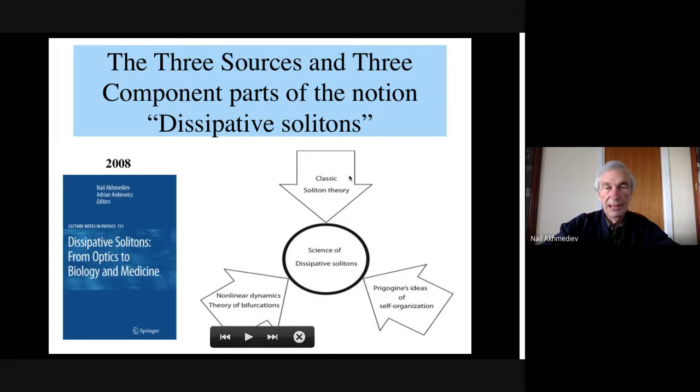So in principle, this is the general idea of dissipative soliton as I described, and it comes clearly from classical soliton theory. And then it comes from the ideas of nonlinear dynamics and theory of bifurcations. And it comes from Prigogine's ideas of self-organization, because every soliton solution in a dissipative system can be considered a self-organized system. So the whole idea, the principles of dissipative solitons, can be understood if we use all of this knowledge in analyzing dissipative solitons.